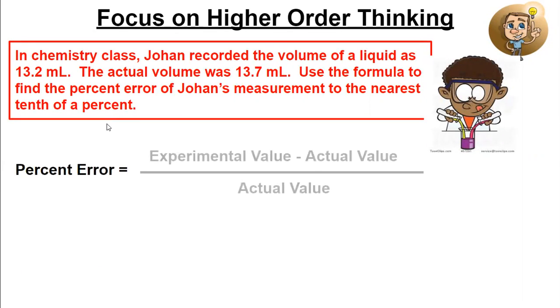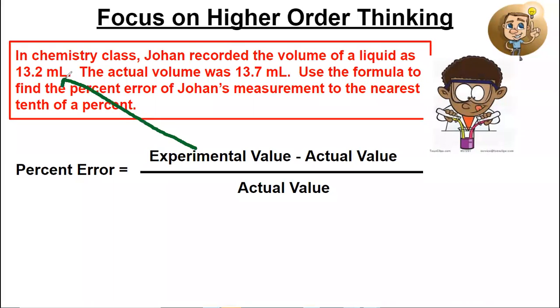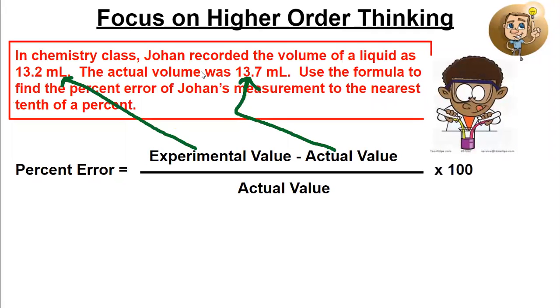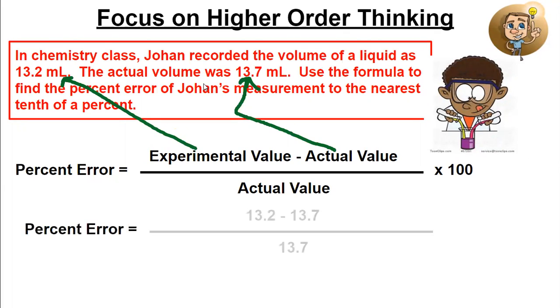Okay, percent error is equal to this formula. Experimental value, what value he got when he did the experiment, minus the actual value, and that's in the problem, divided by the actual value. So experimental value, what he got, minus the actual volume here, divided by the actual volume again. Okay, that's the numbers. Times 100. Why are we timesing by 100? Because we're talking about percent. So percent error is equal to 13.2 from the problem minus 13.7 from the problem divided by 13.7 times 100.